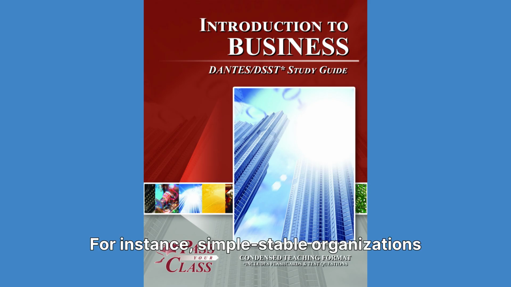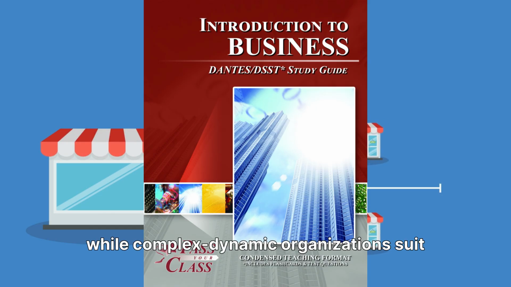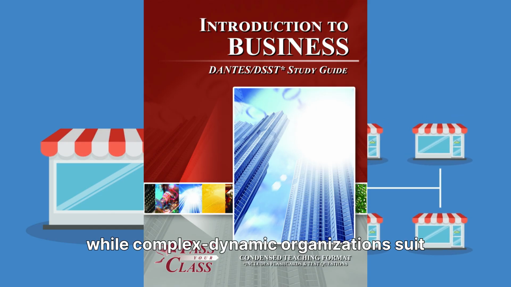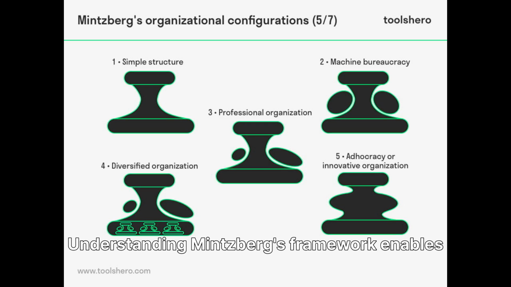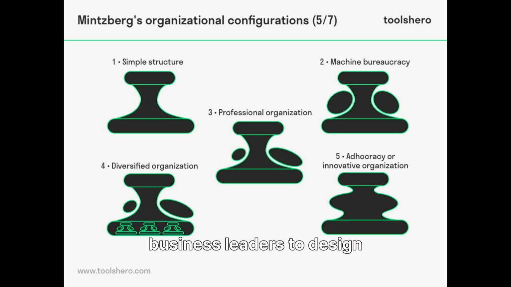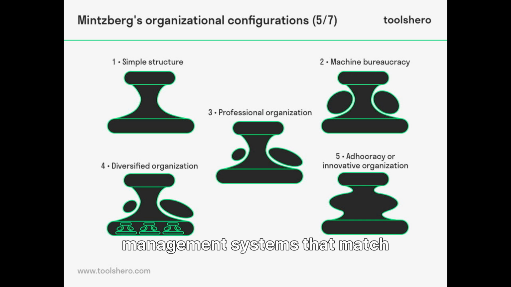This classification helps managers understand how organizational structure should align with environmental conditions. For instance, simple, stable organizations work well for small businesses in unchanging industries, while complex, dynamic organizations suit large corporations in rapidly evolving markets. Understanding Mintzberg's framework enables business leaders to design appropriate organizational structures and management systems that match their specific operational context and environmental challenges.